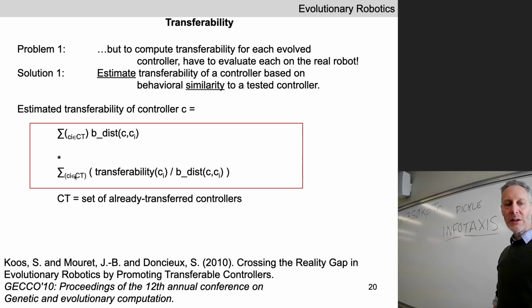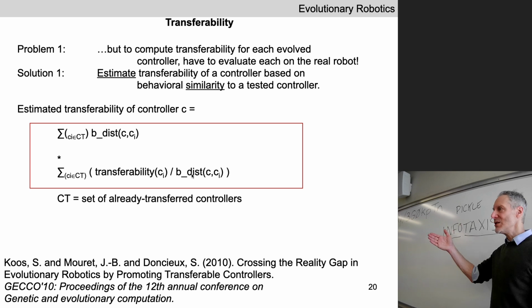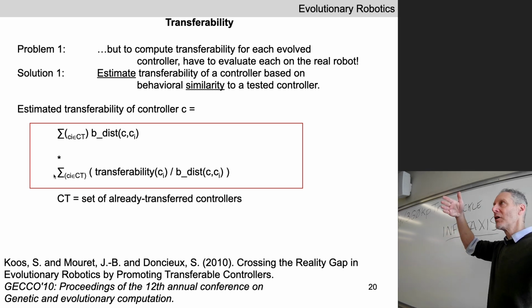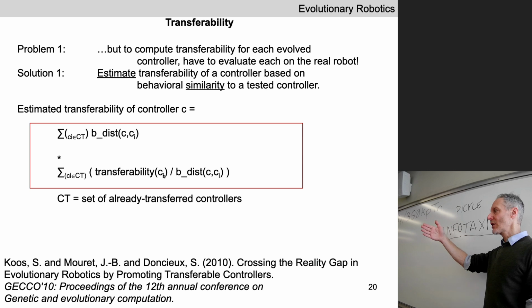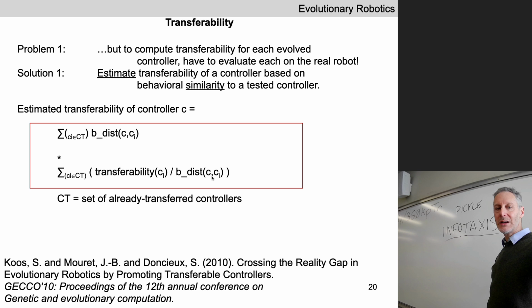You'll notice that when we're computing this sum, we're actually creating a weighted sum, and it's a little confusing because the weight is on the denominator here. Usually when you see a weighted sum, it's a sum of W, the weight, times the things that are being summed up. It's basically the same thing here. You can think of this as a weighted sum where this is W, this is the weight. So every time we sum up the transferability of all the controllers sent across the gap, we divide that transferability value by the behavioral distance between the controller we're considering and the controller that's already been sent across the gap.